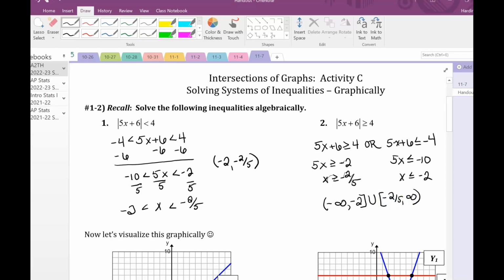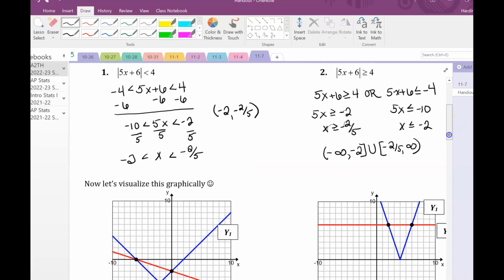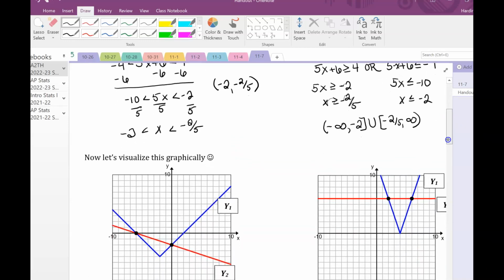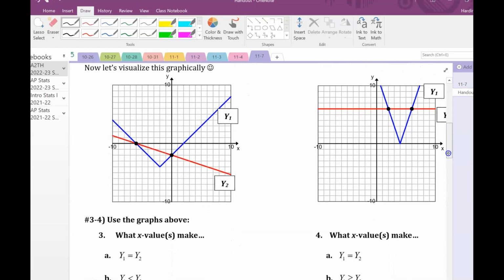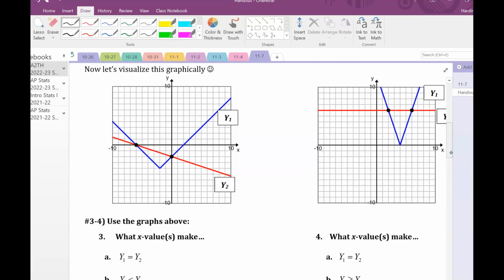Notice that we had the same two numbers, just sometimes the solution to number 1 was in between the two numbers. The solution to number 2 was less than negative 2, greater than negative 2/5. So how do we come up with solutions to inequalities? By looking at the graphs instead. Take a look at the graphs here in number 3. You have y1 in blue, y2 in red. And question 3a says what x values make them equal to each other.